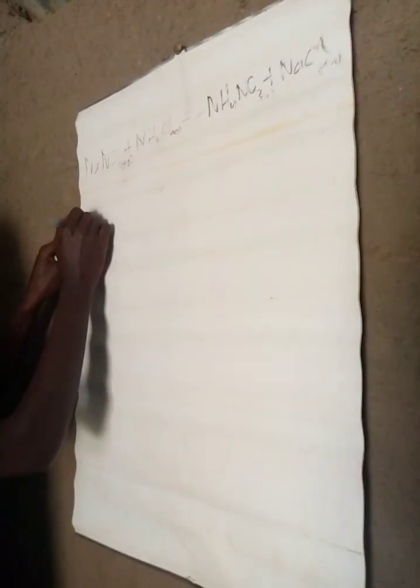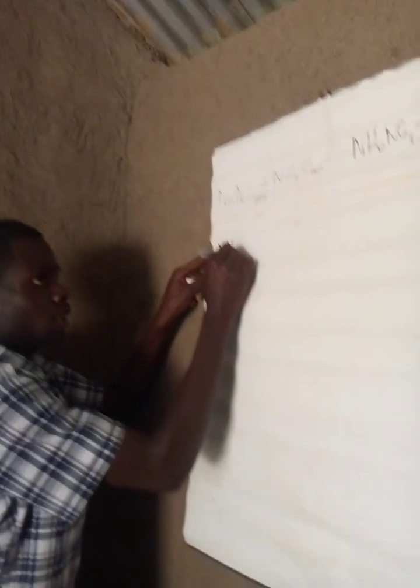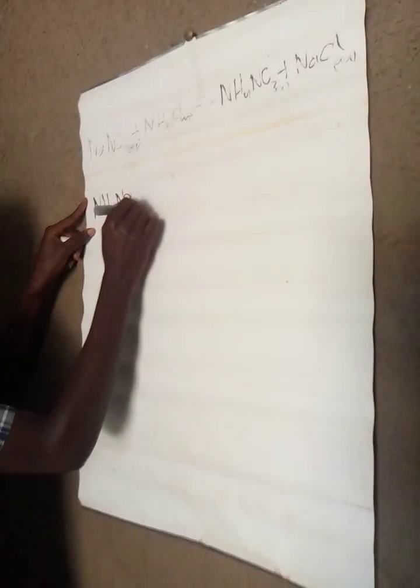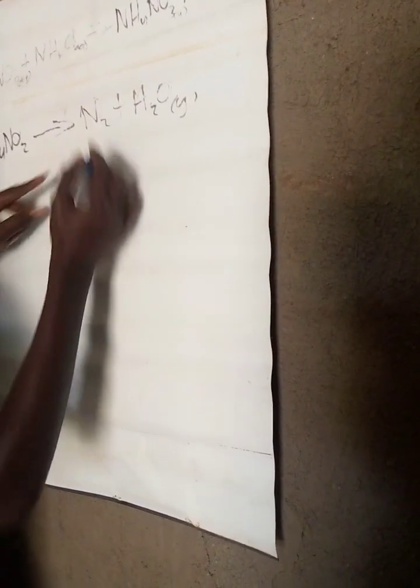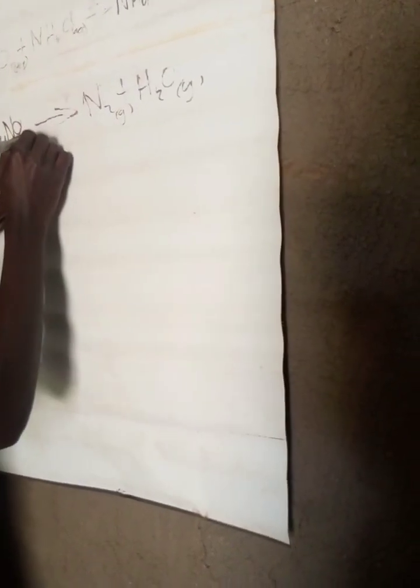Ammonium nitrite is going to decompose to form nitrogen and steam. Steam is just water but in gaseous state.